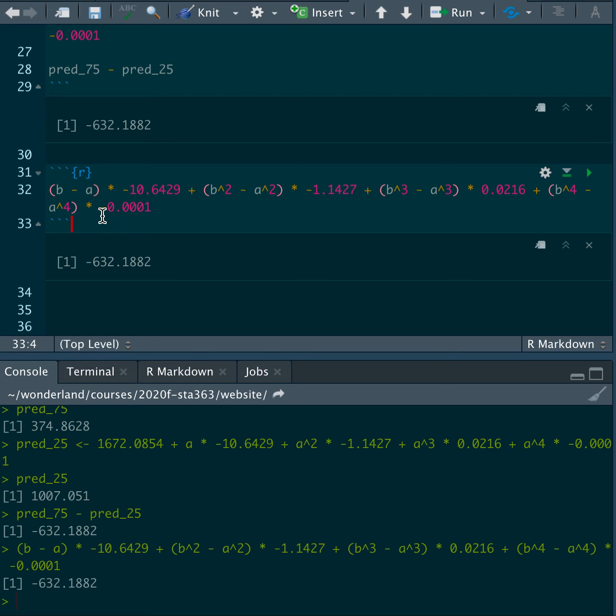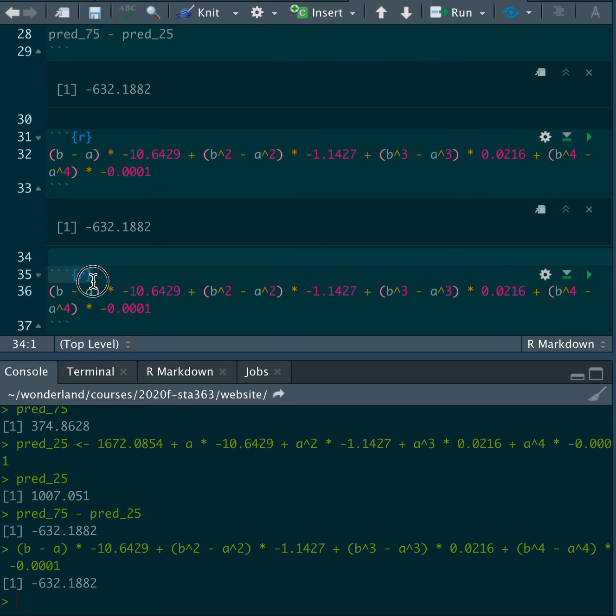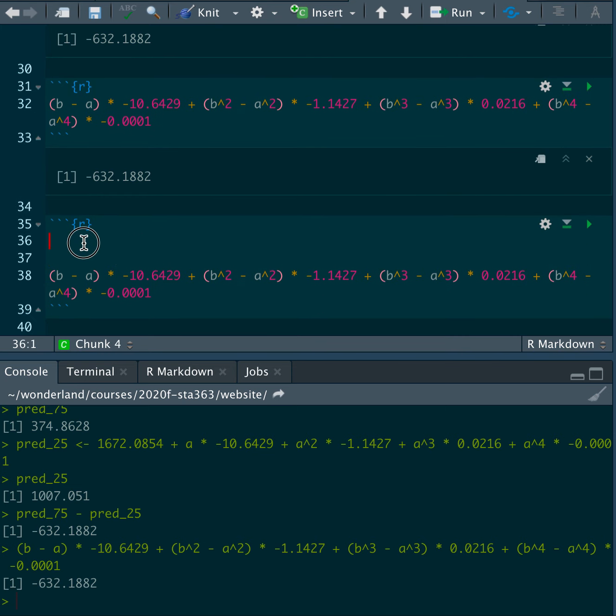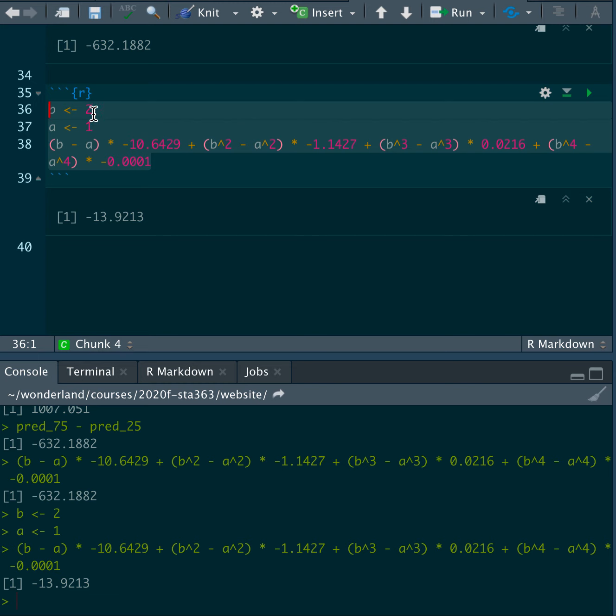Just to demonstrate what I was just saying a second ago, I'm going to plug in a different a and b value. So I'm just going to copy this chunk so you can see what I'm saying. But typically when we're fitting a model, we would say a 1 unit change in x yields whatever change in y. But let's just see why that wouldn't work in this case. If I set my b to 2 and my a to 1, so this is a 1 unit change, a change from 1 to 2, that yields a change in y of negative 13.9.